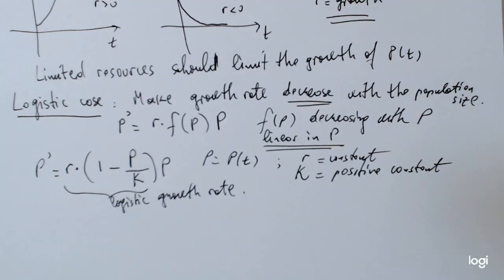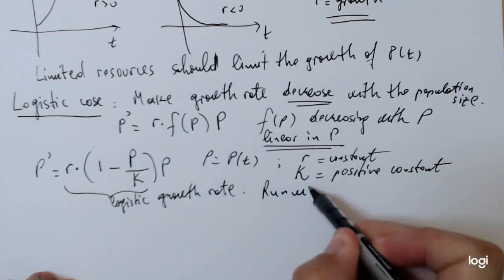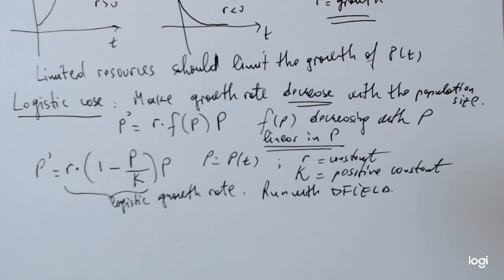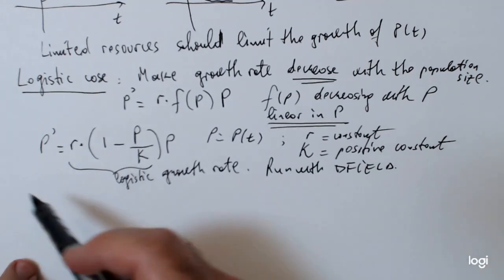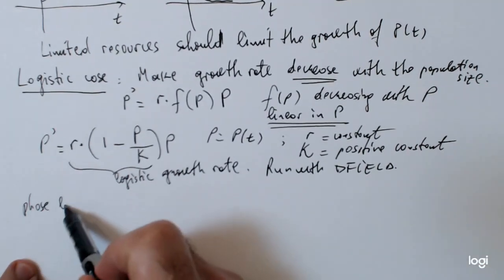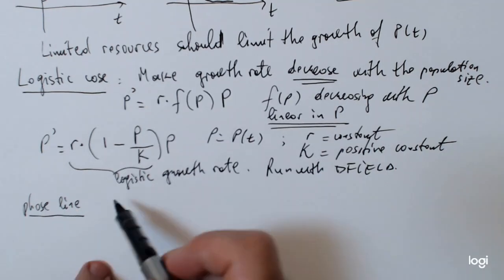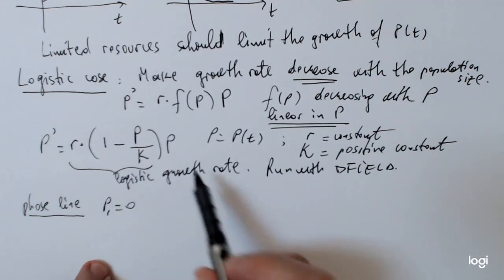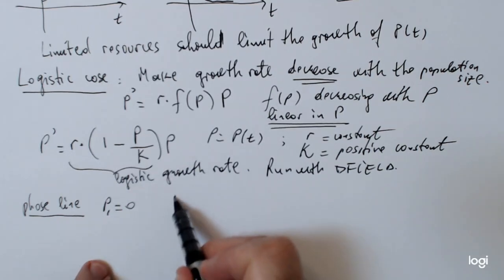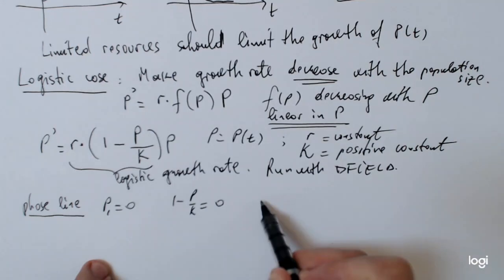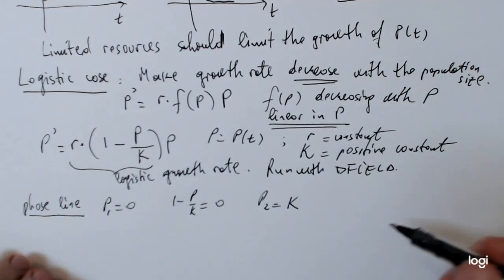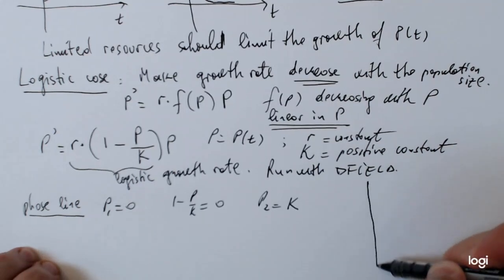And at this point, it might be useful to run this with dfield to see how it looks. But we could do this by hand. We could do the phase line stability analysis. If we set the right-hand side equal to 0, we're going to have two equilibrium points, P1 equals 0, and from setting 1 minus P over K equals 0, we get P2 equals K. So two equilibrium points with a phase line.